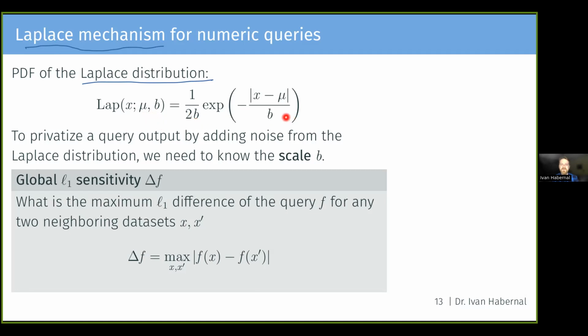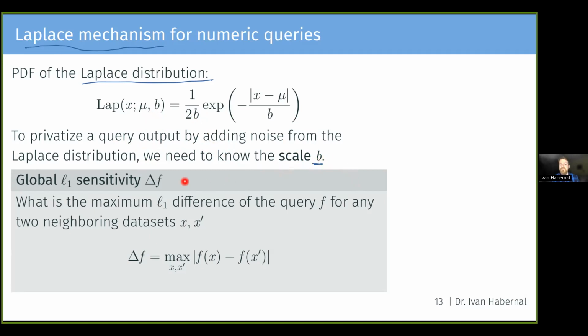And here's the definition. So when we want to privatize a query output by adding noise from the Laplace distribution, what do we need to know? We basically draw it from a zero location distribution, but we have to know the scale b, because the amount of noise is determined by the scale of this Laplace distribution, and we have to determine that to protect differential privacy and to be aligned with the definition.